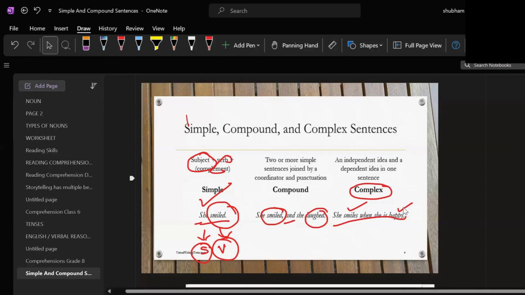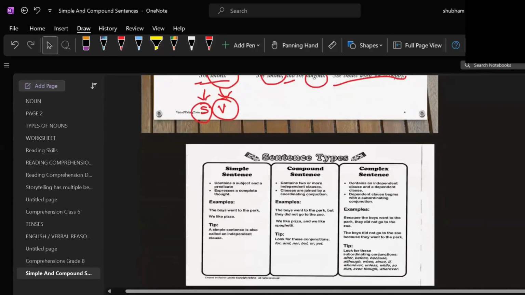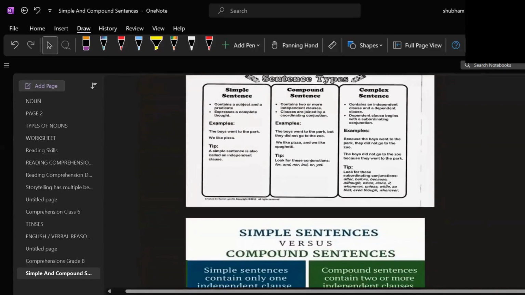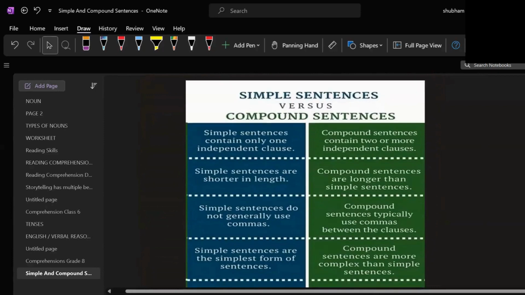Understood? Yes, ma'am. Am I clear? Yes, ma'am. Any doubt? You can still ask. No. Okay, these are just the simple explanations.